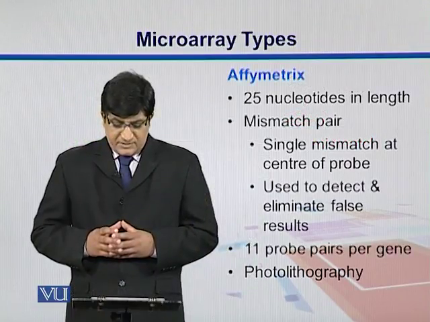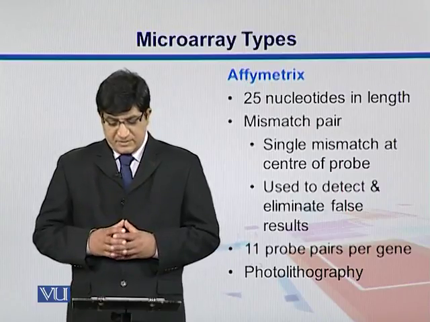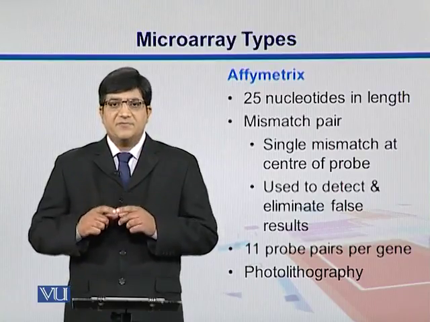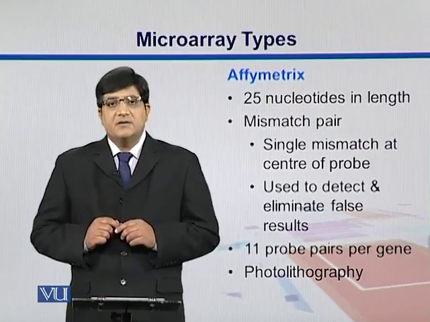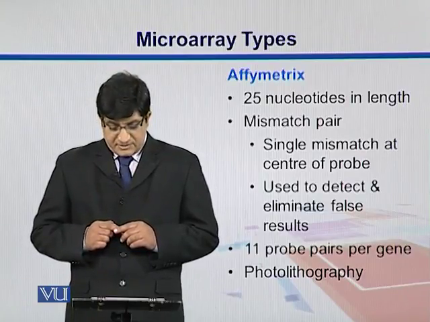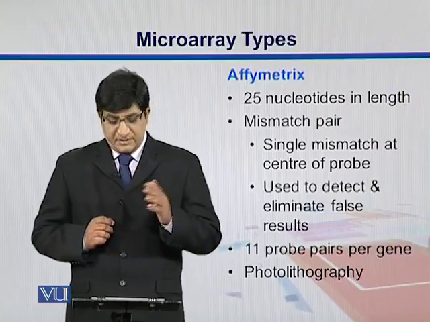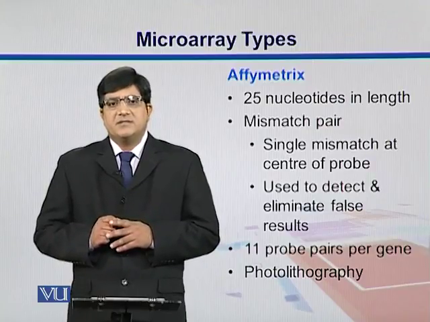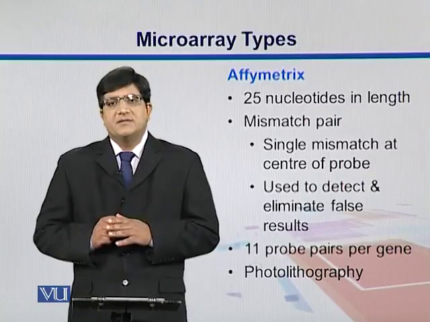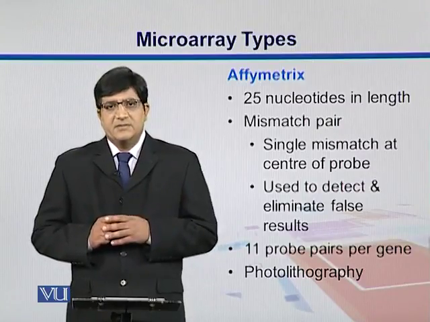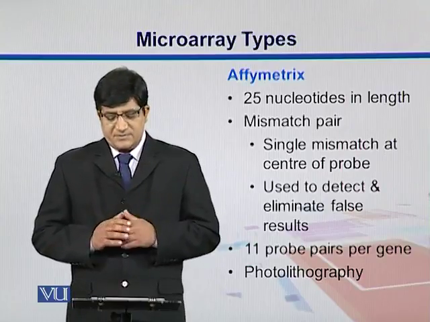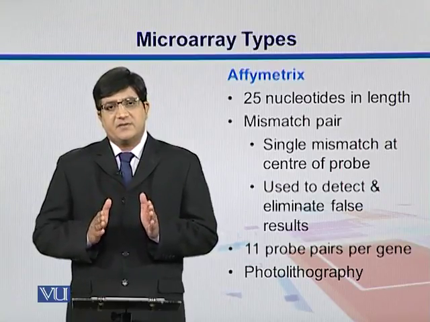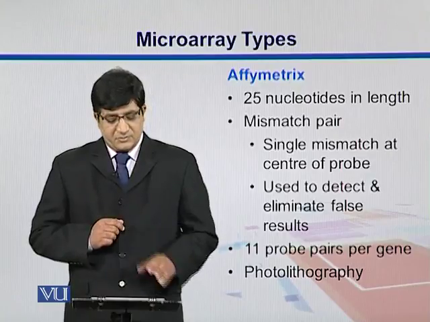Whereas in Affymetrix, we have those small chips. The probes are 25 nucleotides in length. We do have a mismatch pair in between them. I'll explain in the next slide why it is there. There is a single mismatch at the center of the probe, which is used to detect and eliminate false results. Where we have just one mismatch, the color is different, but if there are more than that, we will not tolerate it. In that case, we can remove those spots which have false positive results. We have 11 probes per gene, and these slides are prepared by a process called photolithography.